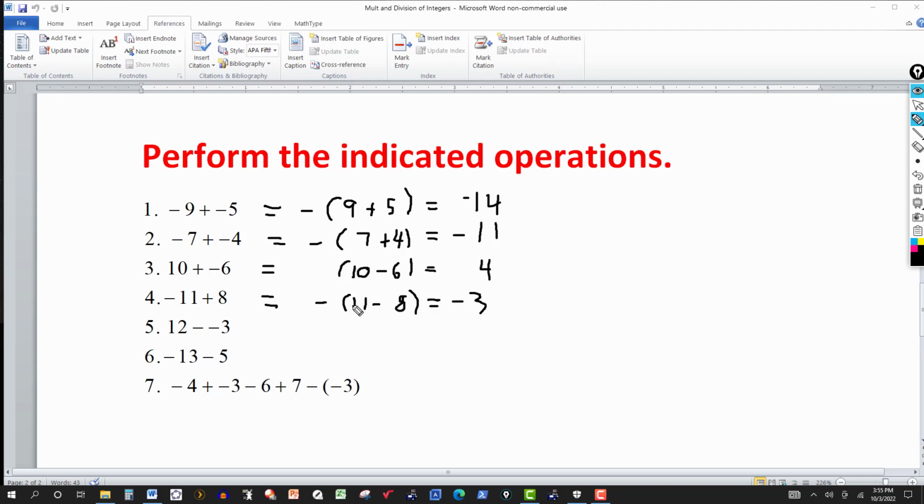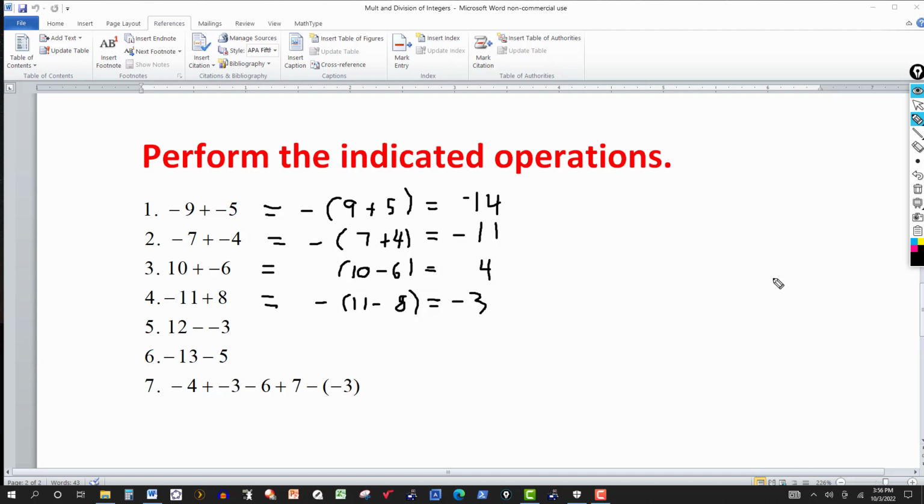Now you don't have to put the parentheses, you can just say, okay, it's a negative and a positive, so I know I'm going to subtract 11, subtract 8, and then which one has the negative sign? 11, the larger number, has a negative. If that had been a positive 11 and a negative 8, then this would come out positive. So if you have a positive 11 and a negative 8, then this is positive 3. So those are the rules for addition.